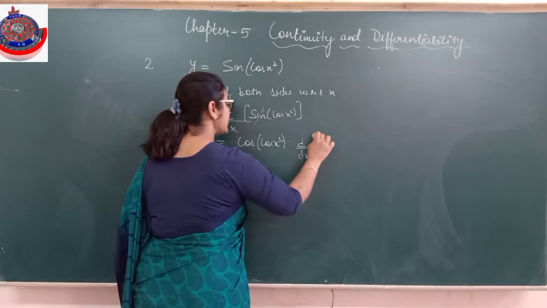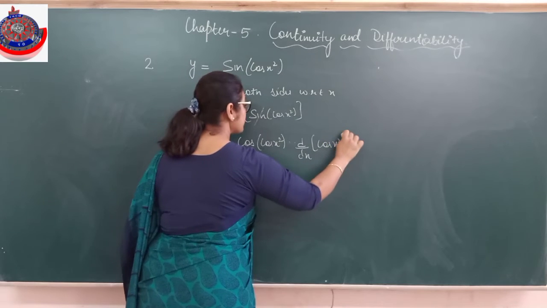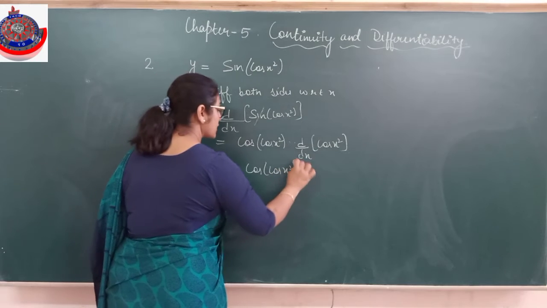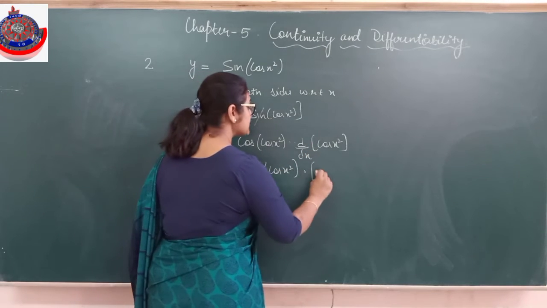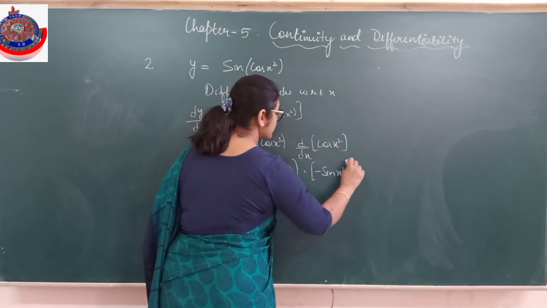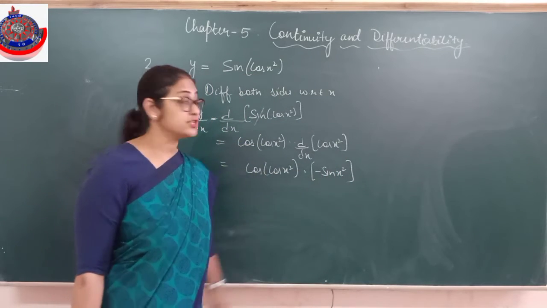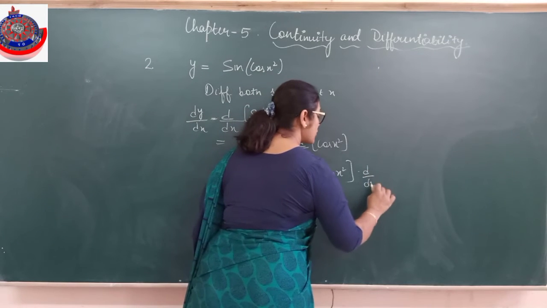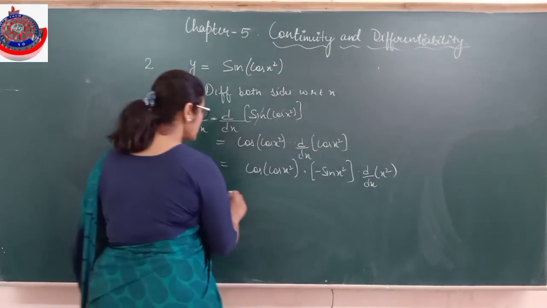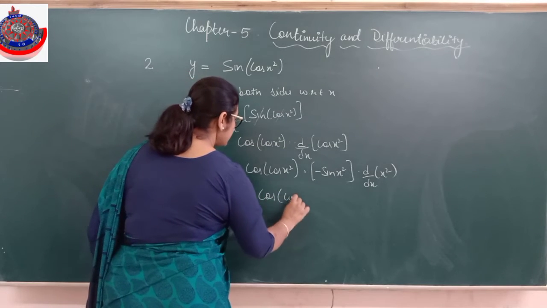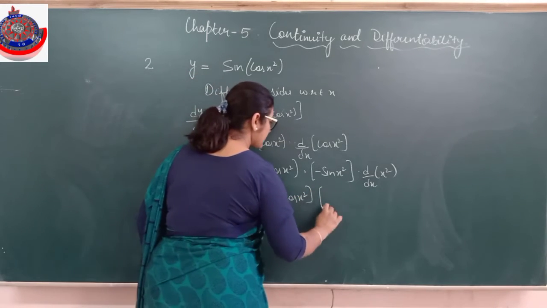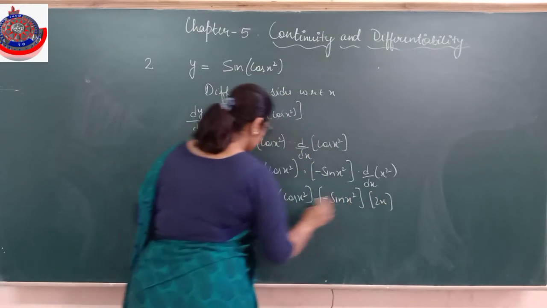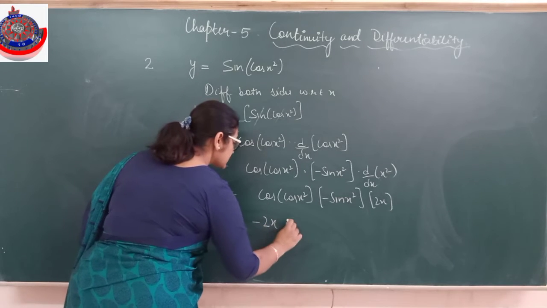Into I have to differentiate cos. When I am differentiating cos, its angle will not change. What is the differentiation of cos? That is minus sine x square. Now the cos has also been differentiated. What is left? Into the differentiation of x square, which is 2x. So write it, minus 2x.